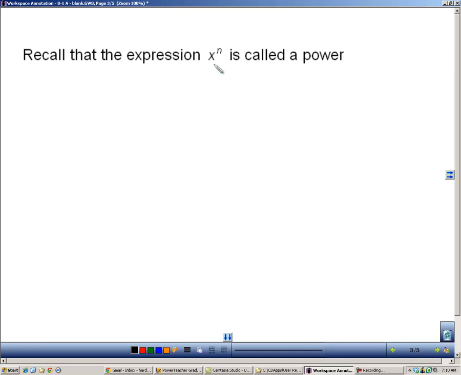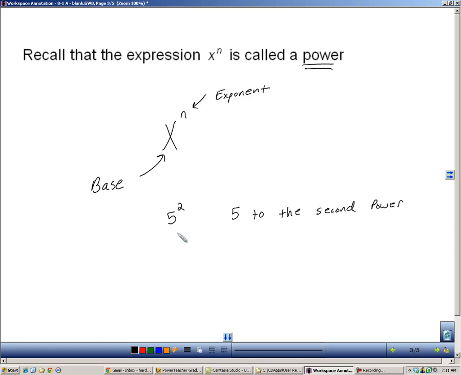Now we're going to look at an expression, x with a little n above it. This is called a power. Anything that has a little number in the upper right-hand corner, we call that a power. Breaking this down, the x, or the big number on the bottom, is called the base, and the little number on the top is called the exponent. Now what does this mean? If I say 5 with a little 2, the way we say that is 5 to the second power, or we could also say 5 squared, and what it means is 5 times 5, which is 25. So that's a quick review of powers, bases, and exponents.